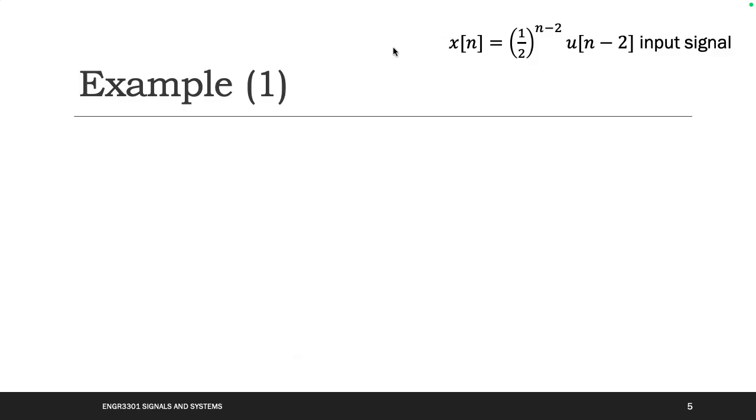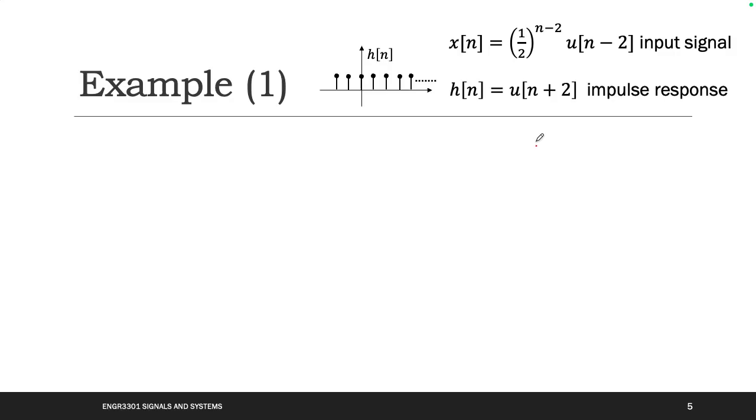The first one, okay, this one. You can see this is our input signal, and this is our impulse response. What's your output? Just remember this: it is the convolution of x[n] with h[n], am I right?